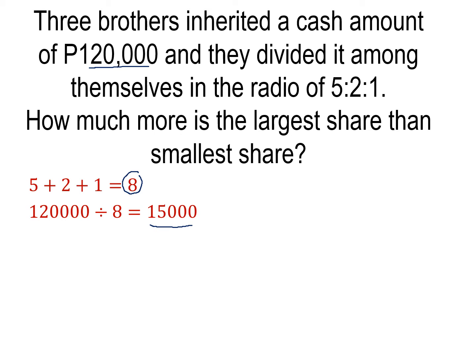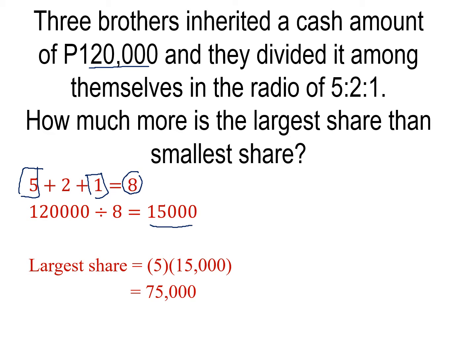Now, we are asked to find the amount which is largest share than the smallest share. Ang ibig sabihin lang yan, isubtract mo lang yung largest share doon sa smallest share. So, 5 corresponds to the largest share and then 1 corresponds to the smallest share. So, the largest share will be 5 times 15,000 or 75,000. The smallest share is 1 times 15,000 or simply 15,000.